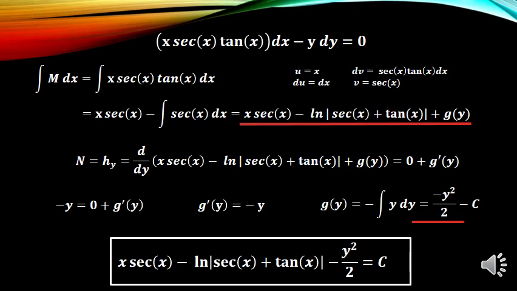After that, we differentiate the integrated solution with respect to y and we equalize it to N. x sec(x) and ln|sec(x) + tan(x)| are eliminated, and the derivative of the function with respect to y is equalized to -y because it's the value of N. Here, the derivative of g with respect to y is integrated, and the result is -y^2/2 plus a constant.